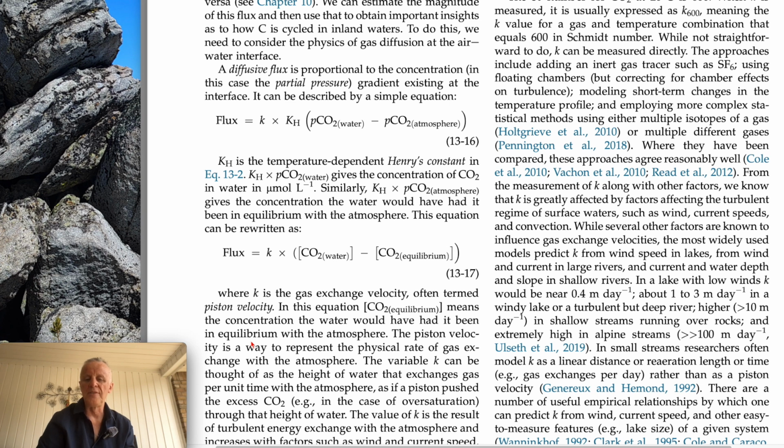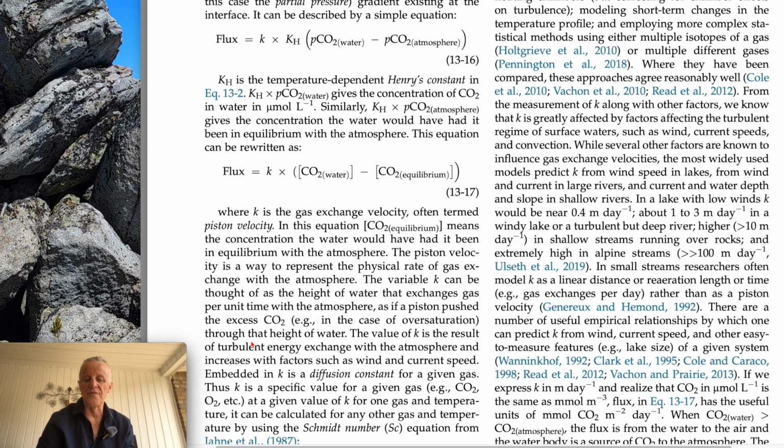Similarly, KH times PCO2 in the atmosphere gives the concentration the water would have had it been in equilibrium with the atmosphere. This equation can be rewritten as flux is equal to K times the CO2 concentration in water minus the CO2 concentration at equilibrium, where K is the gas exchange velocity, often termed piston velocity. In this equation, the concentration of CO2 in equilibrium means the concentration the water would have had it been in equilibrium with the atmosphere.